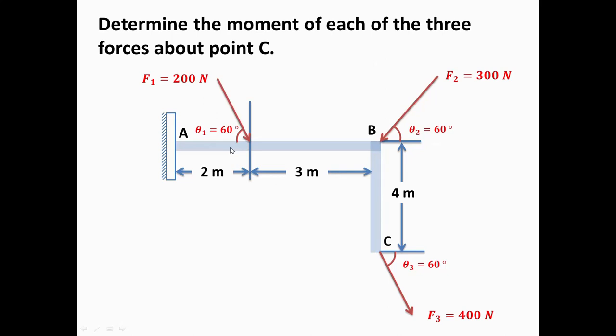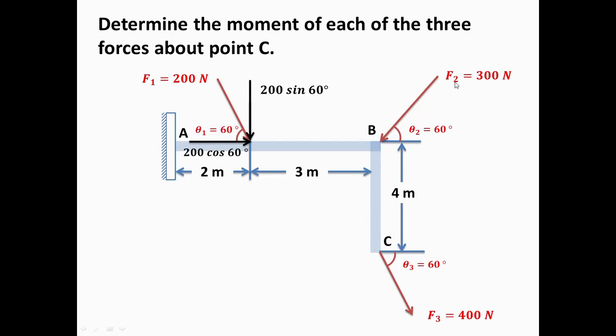Now we have to resolve the forces into their two rectangular components. Adjacent to the angle, the component is the cos component, so force multiplied by cos 60. The vertical component is the sine component, that is 200 multiplied by sine 60. 60 is the angle that it is making with the horizontal.